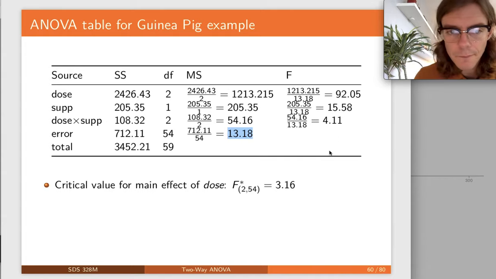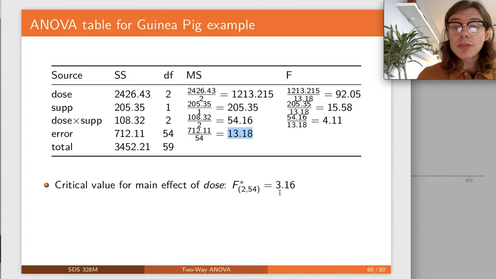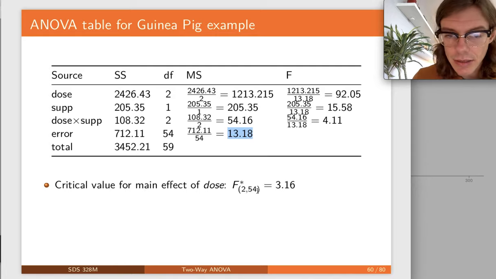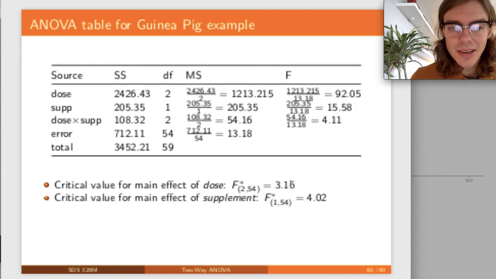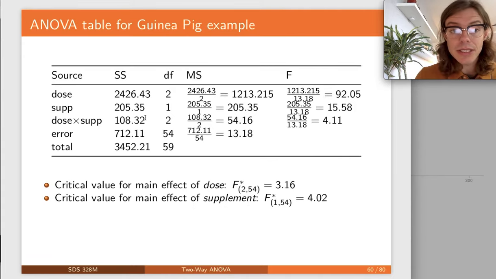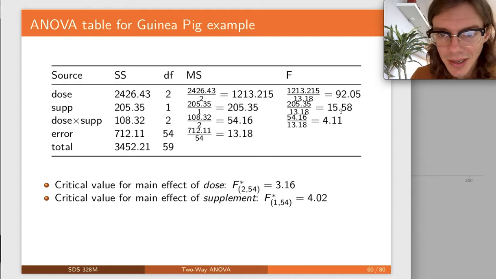Same numbers. The critical values, so cutoffs for significance, will be different for each of these because they have different levels, right? So there's 2 degrees of freedom for dose, 1 degree of freedom for supplement type. So we need to get the critical values that correspond. For dose, we have 3.16 as a critical value. Yeah, it's way above that, right? So we can reject that null hypothesis. The critical value for supplement type is 4.02. Our F statistic is much bigger, right?